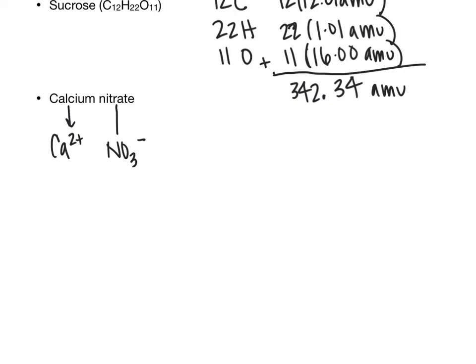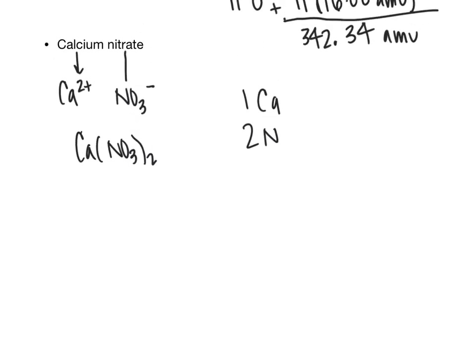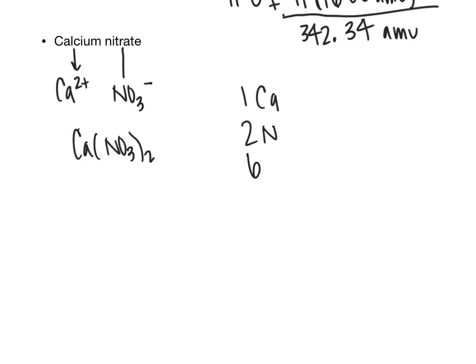The chemical formula for calcium nitrate will be Ca(NO3)2. So now we just need to do the same thing as before and total up the atomic weights for all of the elements in this component. So we have 1 calcium, 2 nitrogens, and 6 oxygens. We can get that from the fact that the parentheses means there's double of everything inside.